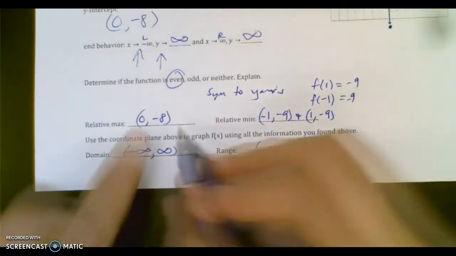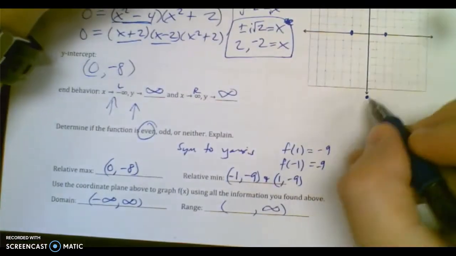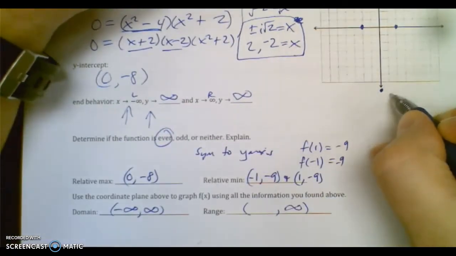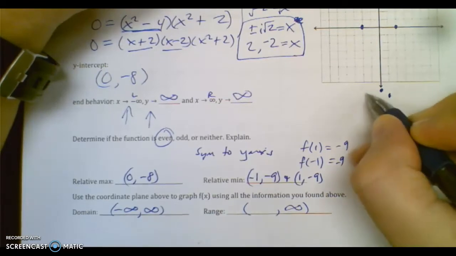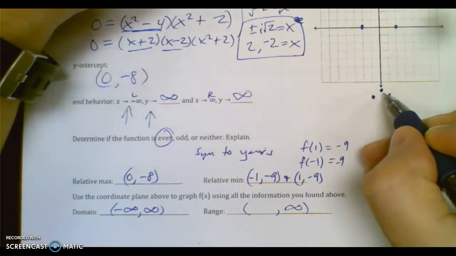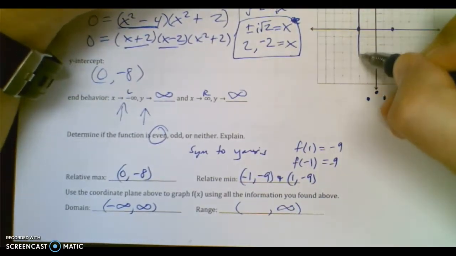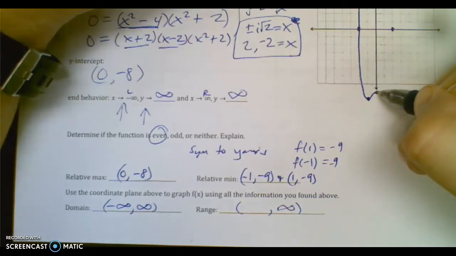Alright, so I calculated the relative mins from a graph, and I got them at (1, -9). So it goes down here. Wish my graph was a little bigger. And (-1, -9). And my max was right at 0, -8. So if I were drawing this graph, down, up.